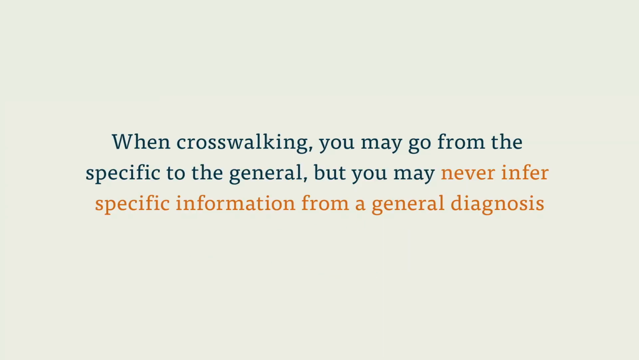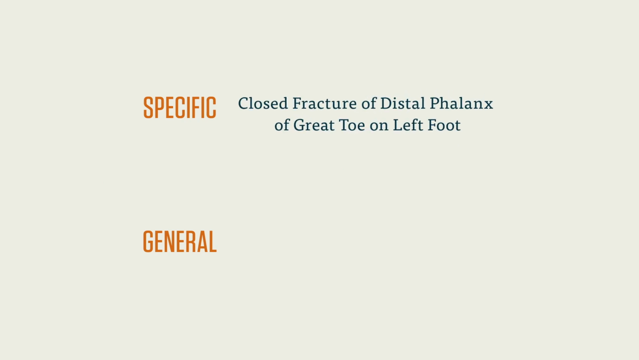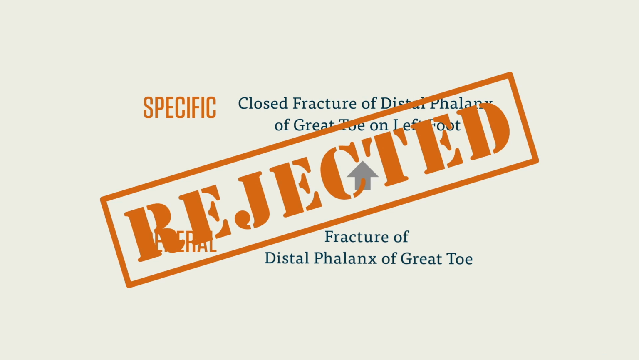We call the code in the first set the source, and the code to which we match the source the target. When crosswalking, you may go from the specific to the general, but you may never infer specific information from a general diagnosis. That is, you could crosswalk a diagnosis of closed fracture of distal phalanx of great toe on the left foot to fracture of distal phalanx of great toe, but you can never crosswalk those diagnosis codes in the opposite direction.